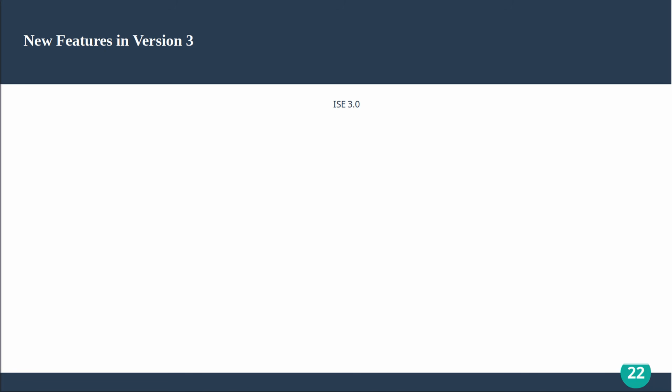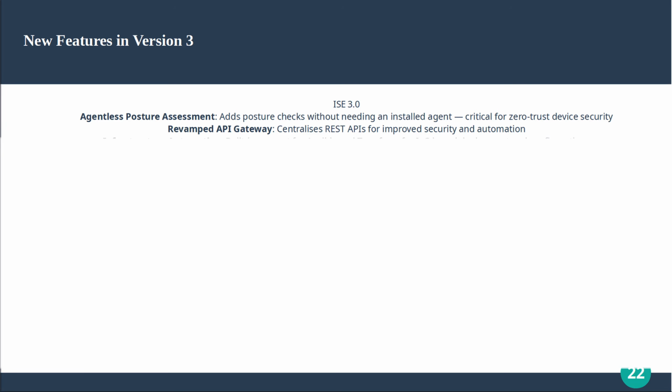New features in version 3. So we are having a look at version 3, which is the latest major version. We have agentless posture assessment. It adds posture checks without needing an installed agent. Complementing agent-based methods is critical for zero trust device security. Then we've got a revamped API gateway, which centralizes REST APIs for improved security and automation. Next is infrastructure automation, which is built-in support for Ansible and Terraform for ISE-based deployment and configuration.